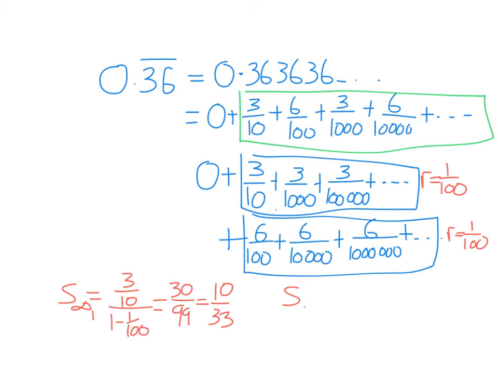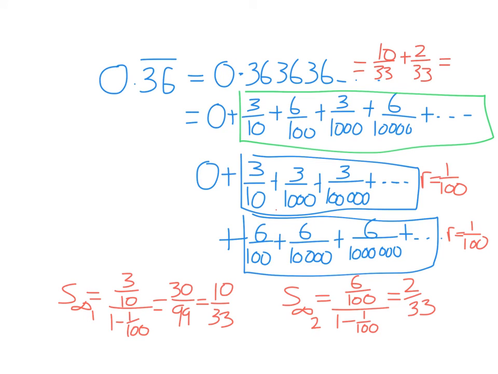So now let's do the same for the GP with the 6's in it. So a over 1 minus r. So here I get 6 over 99, or 2 over 33. So 0.36 recurring is equal to this plus this. It's equal to 10 over 33 plus 2 over 33. So that, of course, just gives me 12 over 33, or 4 over 11. So it was easy to do this without a calculator.